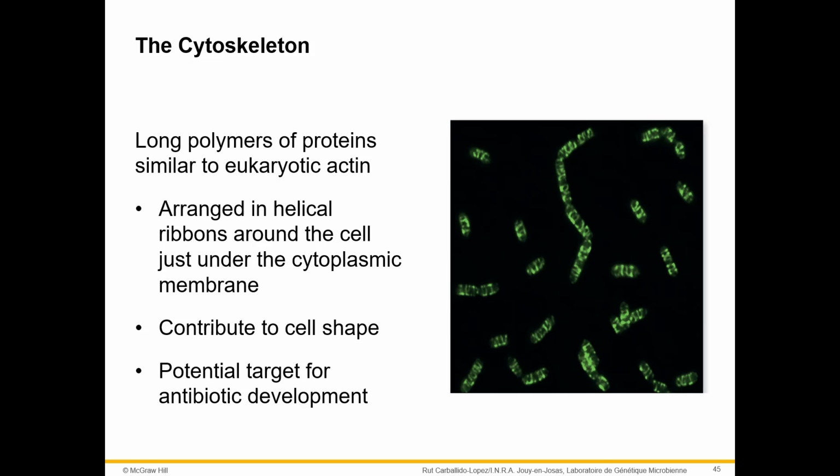The cytoskeleton. So the cytoskeleton, long polymers of proteins that are similar to eukaryotic actin. They're arranged in helical ribbons around the cell just under the cytoplasmic membrane, and they help contribute to cell shape. They are a potential target for antibiotic development.